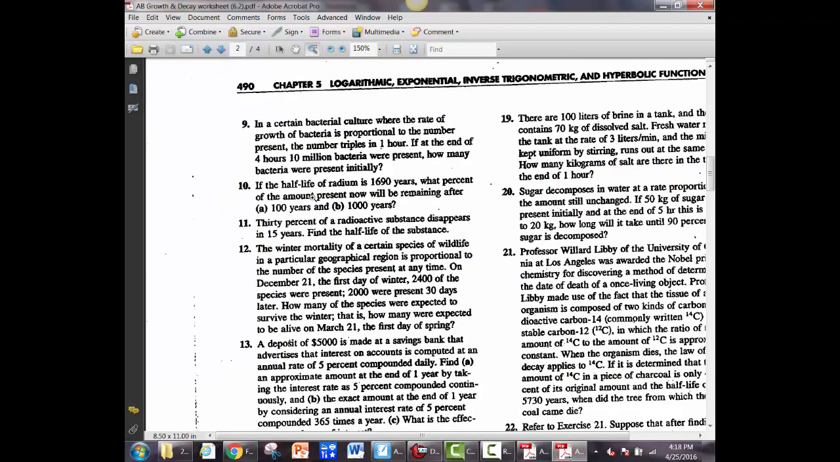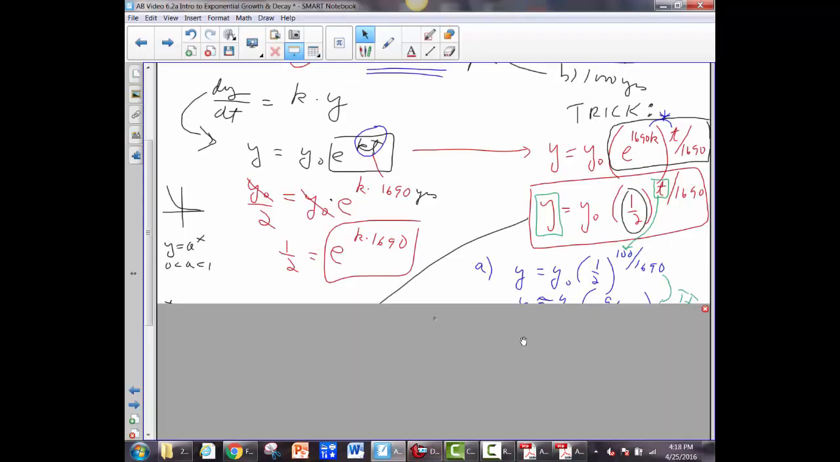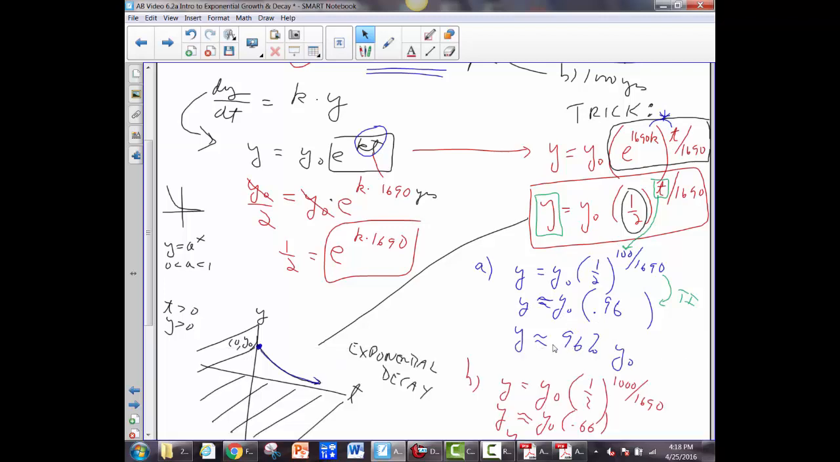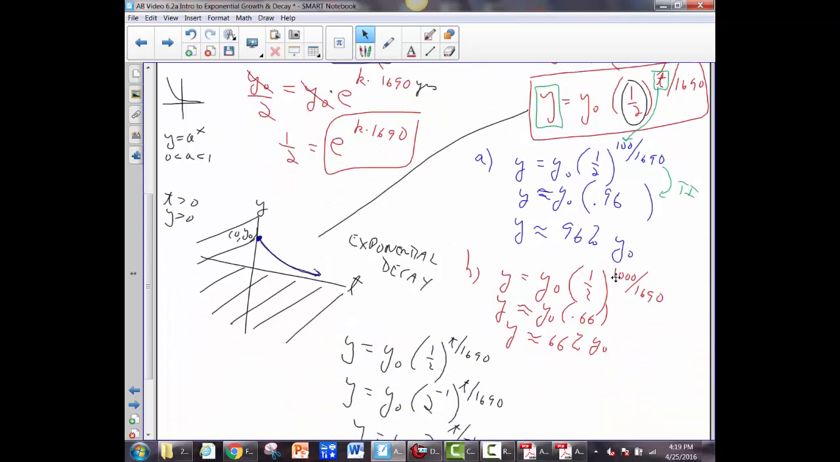So if you look at question A, it says, what percent of the amount present now will be remaining after 100 years? So all you do is replace your t by 100, and you'll find out that y equals y0 times 0.96. In other words, the amount that will be there is 96% of the original amount. And then the other one is replace t by 1,000, and you'll find out what that equals.